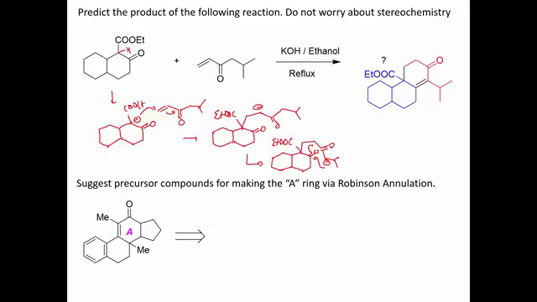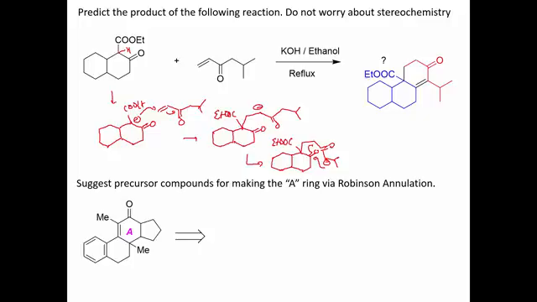The one shown here, the carbons that you see in blue, came from the starting material on the right. The carbons in red came from the starting material on the left. The red ones came from the starting material on the right.